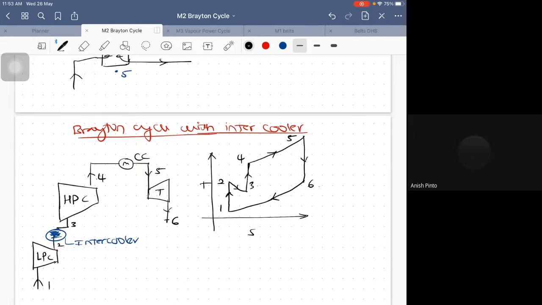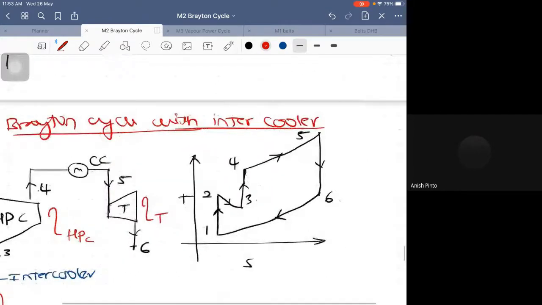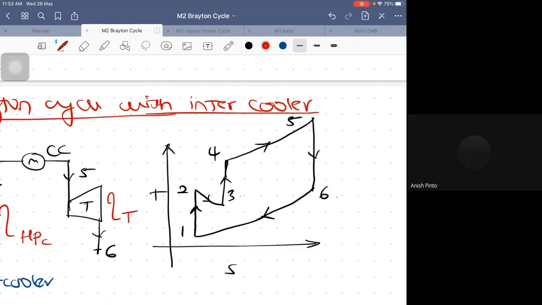Now, suppose I give you the efficiency of the LP compressor, the efficiency of the HP compressor, and the efficiency of the turbine, what necessary changes do I have to make in a TS diagram? Anyone?